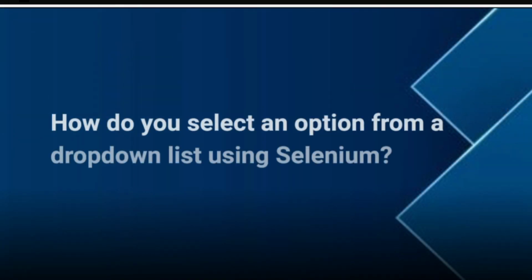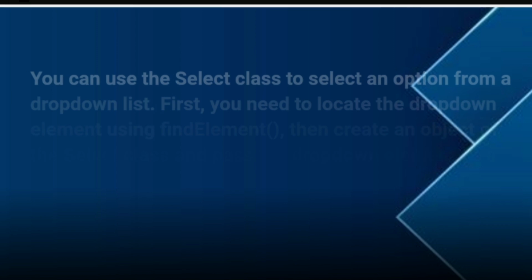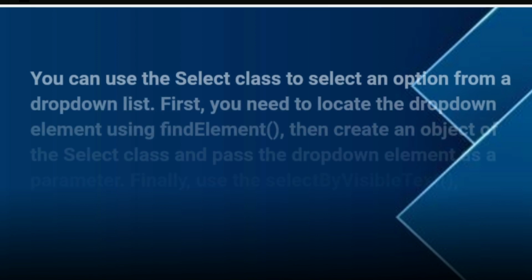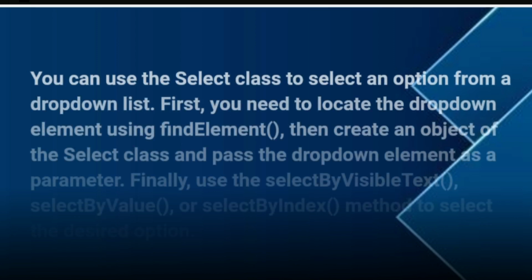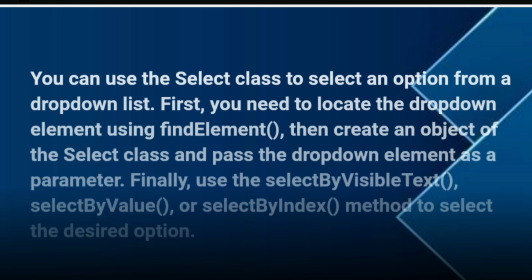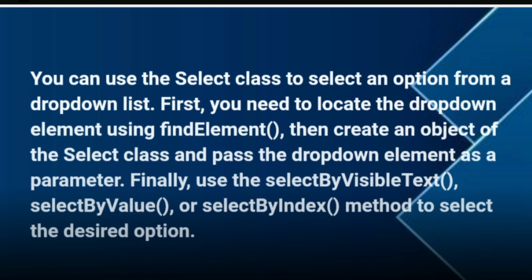How do you select an option from a drop-down list using Selenium? You can use the Select class to select an option from a drop-down list. First, you need to locate the drop-down element using findElement, then create an object of the Select class and pass the drop-down element as a parameter. Finally, use the selectByVisibleText, selectByValue, or selectByIndex method to select the desired option.